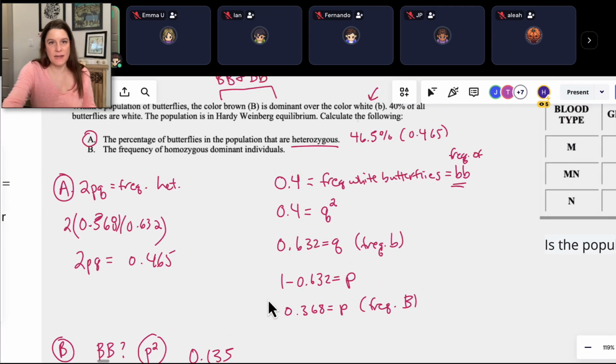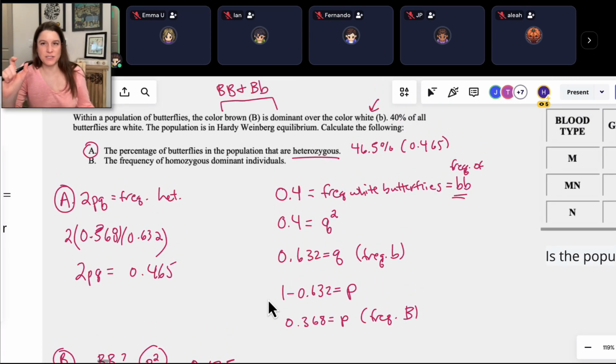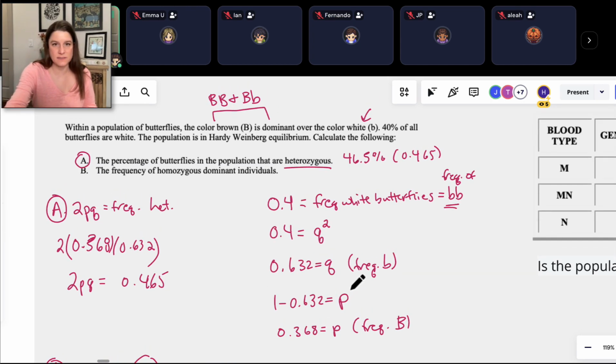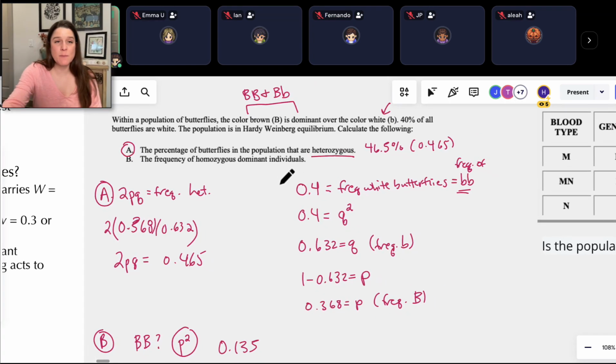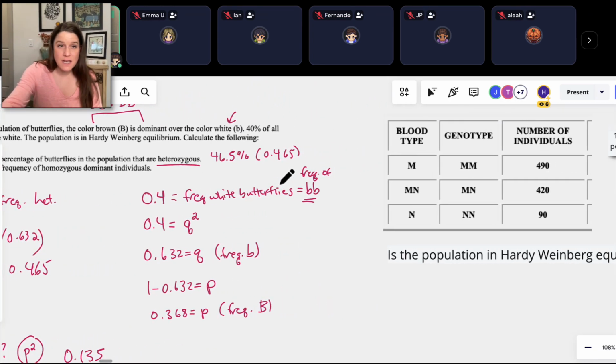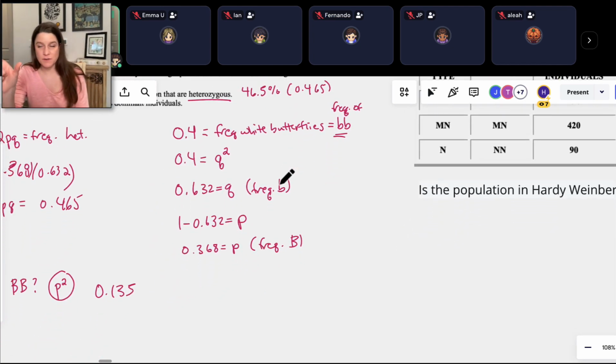But I want to point out that you can't just use brown and assume that brown means homozygous dominant, because it's both homozygous dominant and heterozygous in this case. They'll give you stuff like, here's the frequency of something. And remember, if it tells you number of individuals and you need to find the frequency, you just take number of individuals divided by total number of individuals, like number of brown butterflies divided by total number of butterflies. That would give you a frequency. If they're asking for the allele, it's different than the phenotype.